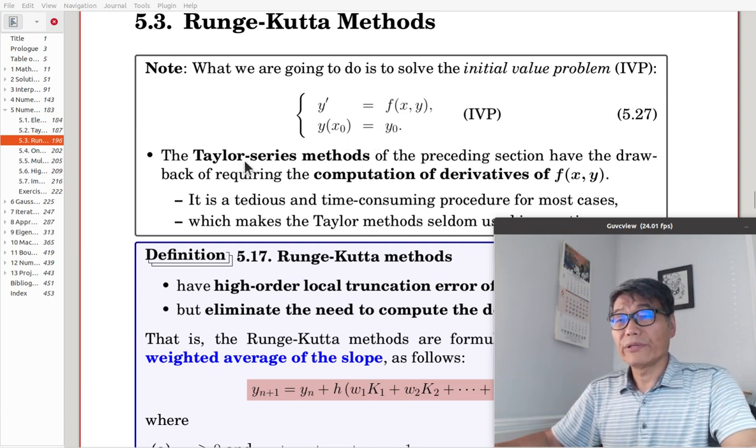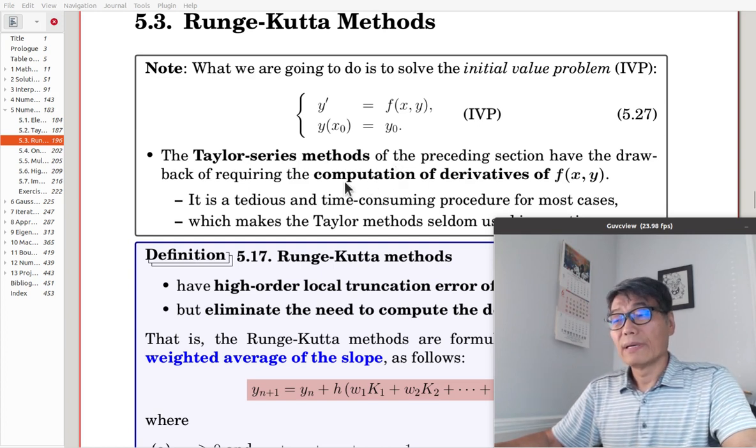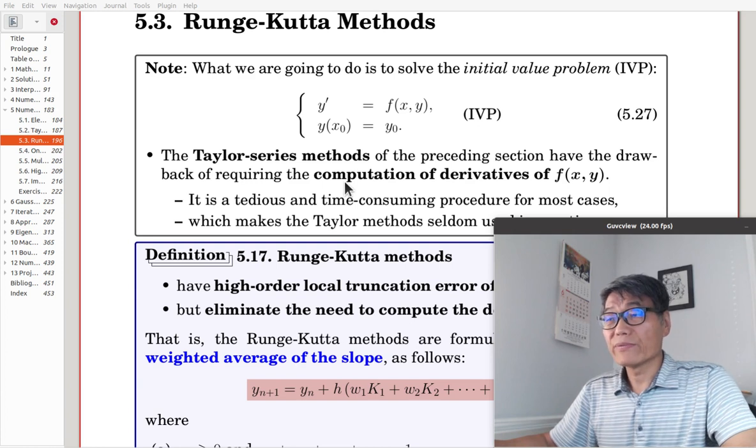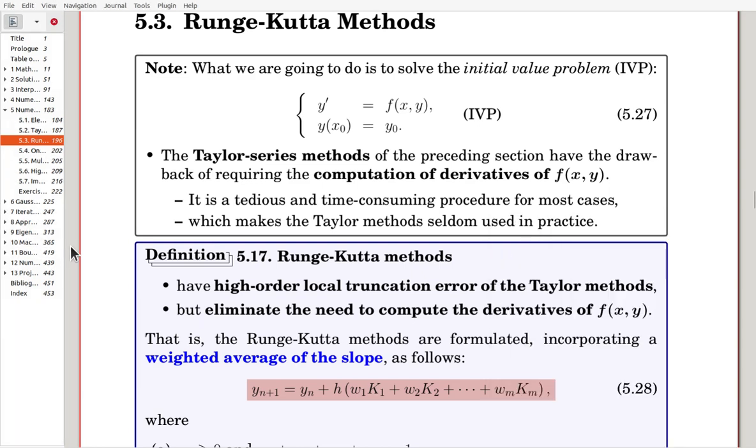The Taylor series methods in the preceding section have the drawback of requiring the computation of derivatives of f of x, y. It is tedious and quite time-consuming for most cases. That makes the Taylor methods seldom used in practice. Runge-Kutta methods were developed to overcome the drawback.